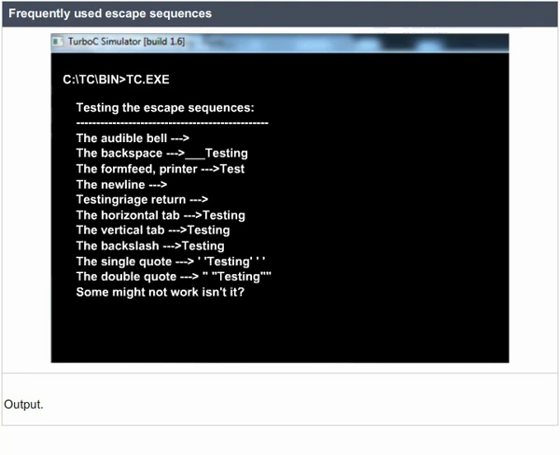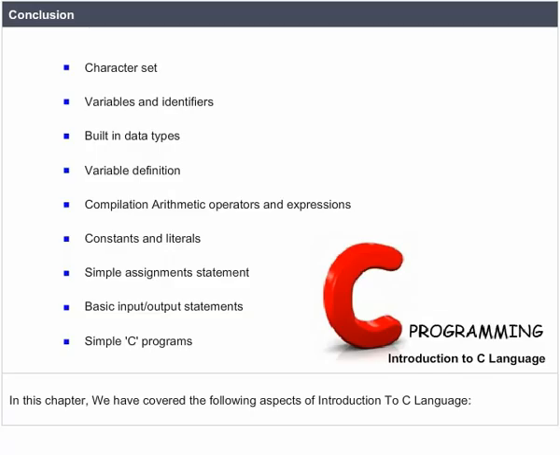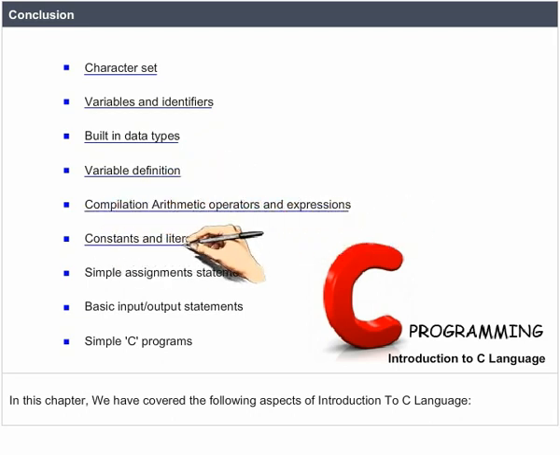Conclusion. In this chapter, we have covered the following aspects of introduction to C language: character set, variables and identifiers, built-in data types, variable definition, compilation, arithmetic operators and expressions, constants and literals, simple assignment statement, basic input-output statements, simple C programs.